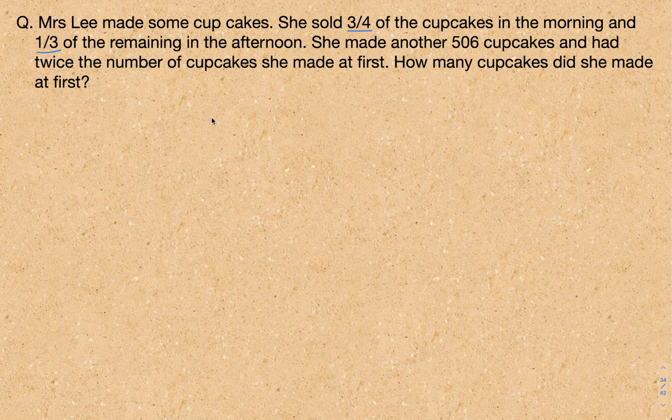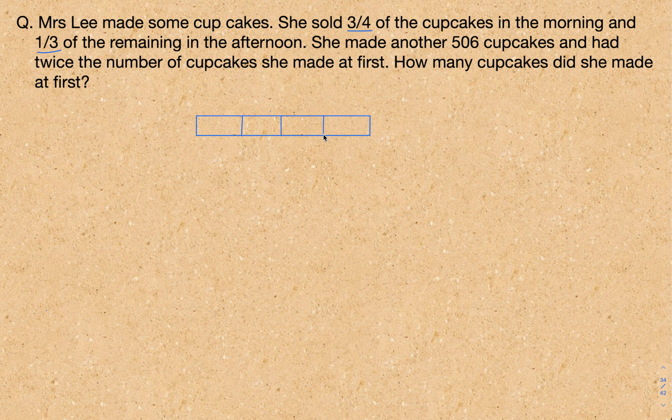Let's start from here. Let's say she has this much in the start. So at first, let's say she has these many cupcakes. Since they are saying here that she sold 3/4 of the cupcakes in the morning, that means we should divide our model into 4 equal parts, so that we can show that 3 of it she has sold in the morning. So let's do that. Let's divide our model into 4 equal parts.